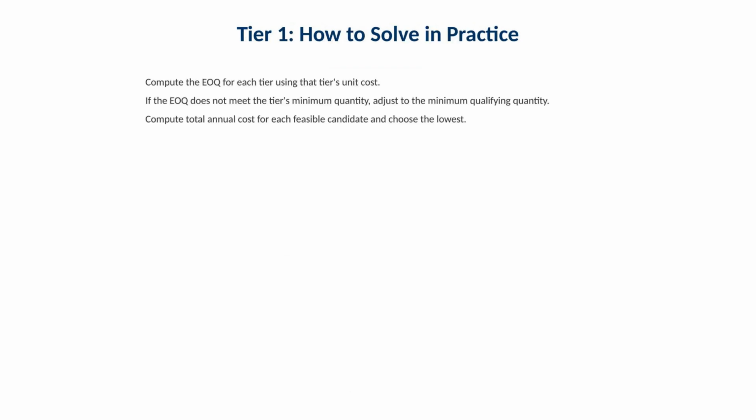In practice, a standard approach is to evaluate each tier separately. For each unit cost, compute the EOQ as if that price applied. If the EOQ does not meet the minimum quantity for a tier, adjust up to the tier minimum. Then compute the total annual cost and compare across tiers.